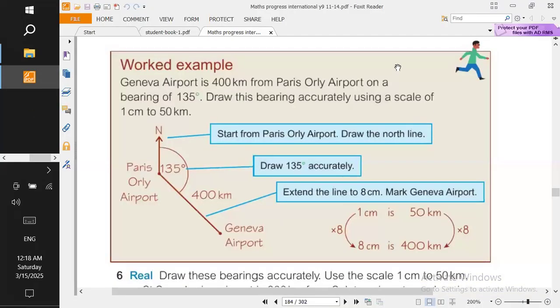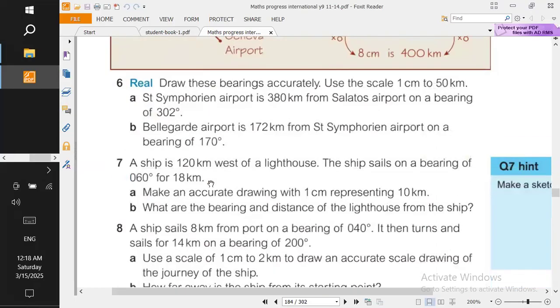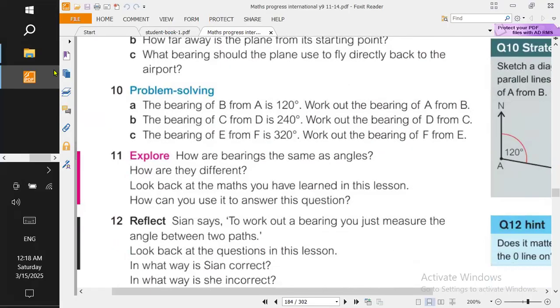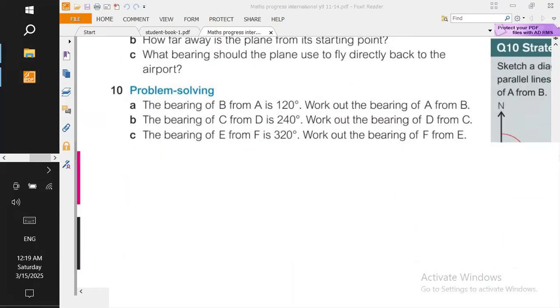So the next question here is very important. It's about finding the other bearing after they give you one of the bearings. First, let me cover this so I can work here. You don't have to draw the bearings, you just have to find the other bearings.